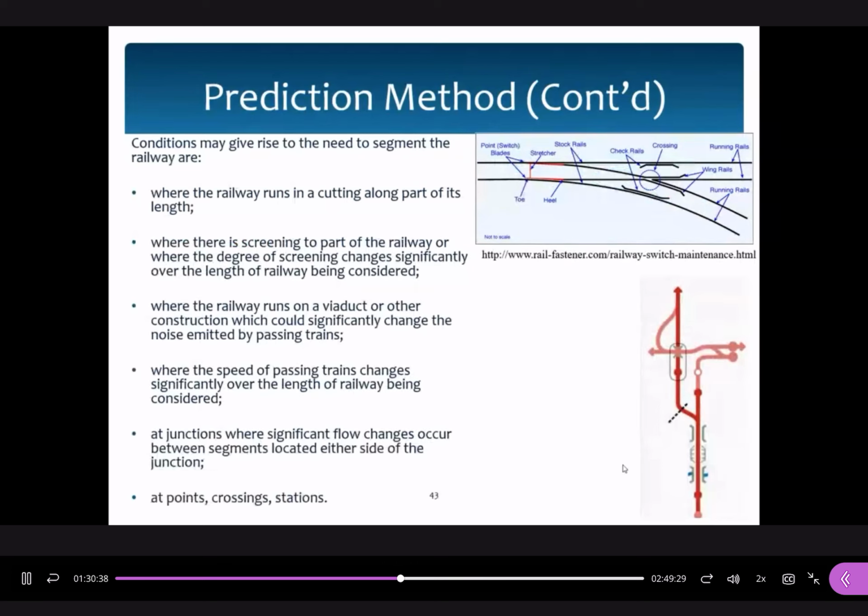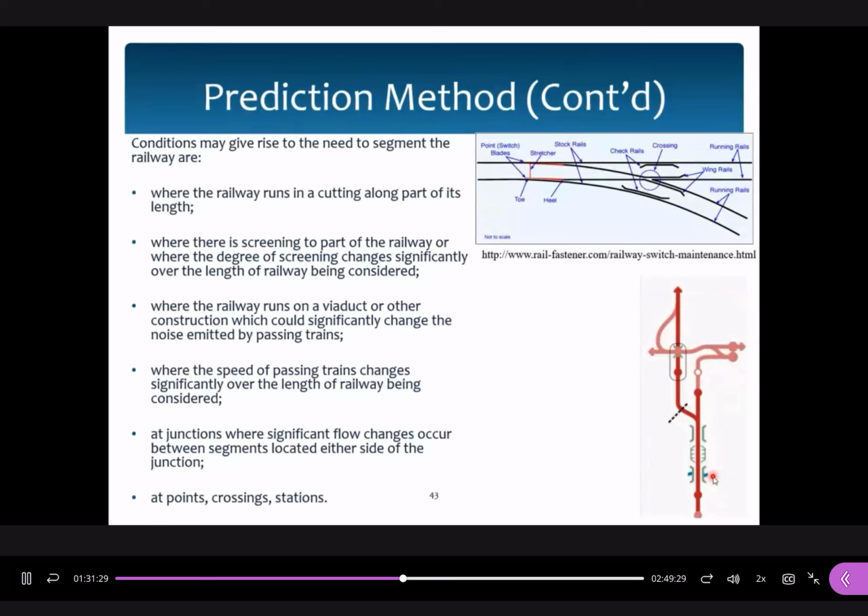Okay, let us take a look at this picture. The first condition is where the variables run in a cutting along part of its length. Let's say this is a single track, and this is a double track, one in parallel. When you compare this section and this section, we need to derive into 2 different segments because at the upper part we have 2 parallel tracks, but at the lower part we just have a single track. You cannot directly assess the whole tracks together. You have to derive into 2 different segments. Any problem? Okay, this is the first one.